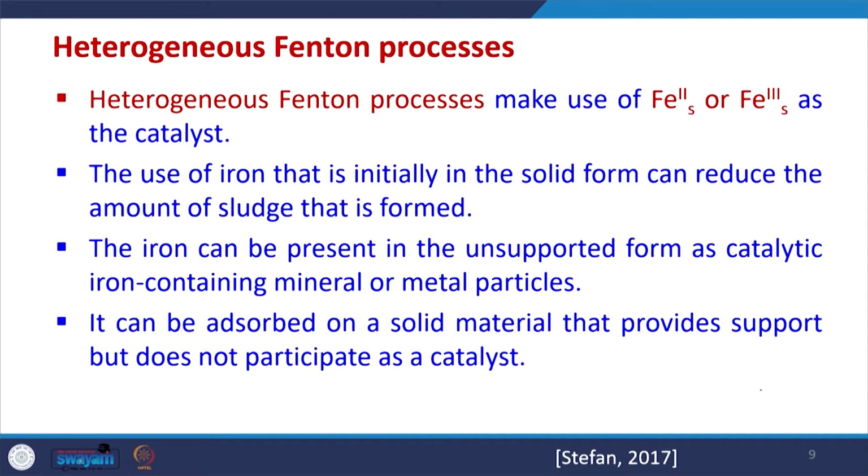In the heterogeneous Fenton process, they use iron in Fe2+ or Fe3+ form in the solid form as a catalyst. The use of iron that is initially in the solid form reduces the amount of sludge that is formed, and iron can be present in the unsupported form or it can be supported on any of the polymeric, zeolite or membrane matrix as well.